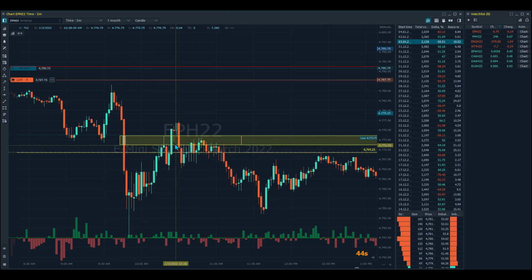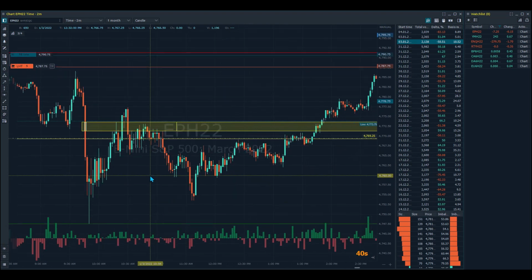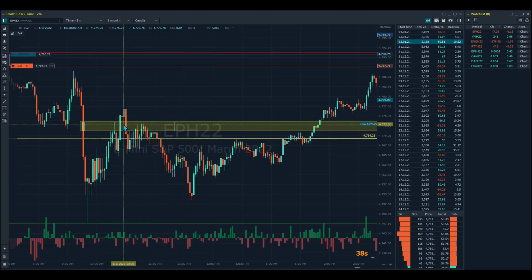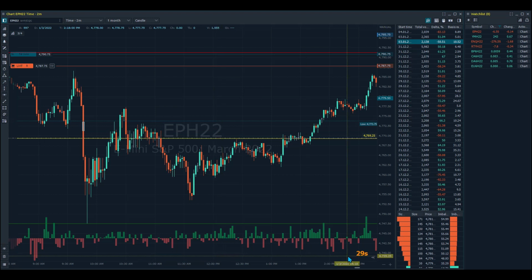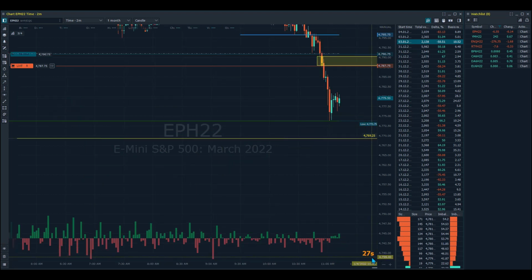So it came right down to that level pretty much. Just missed it though. So that level was relevant. That's where a lot of trading volume is taking place. All right, so we don't need that one anymore. Let's delete it. Let's see where we are with price. It's not pushing on our level yet.